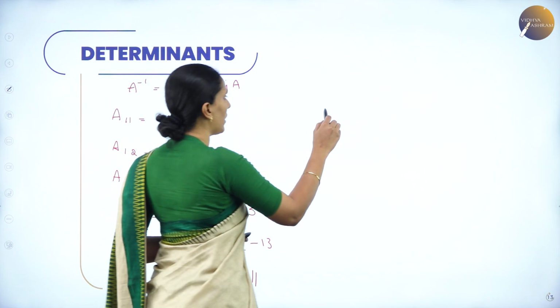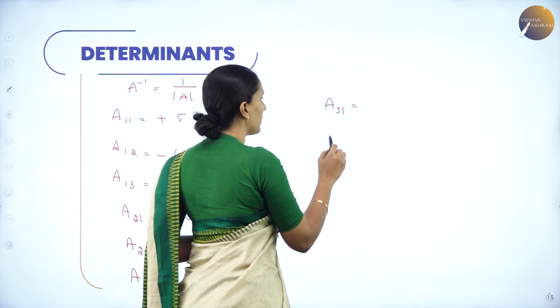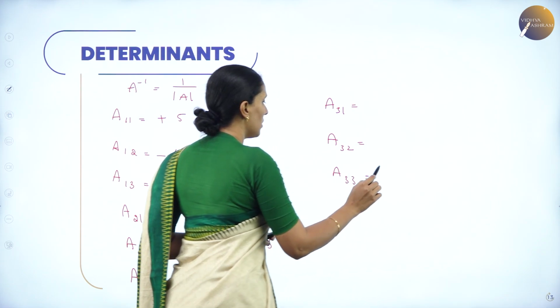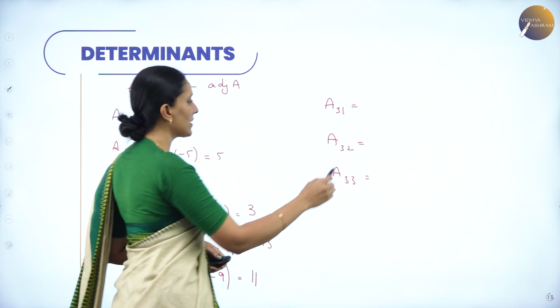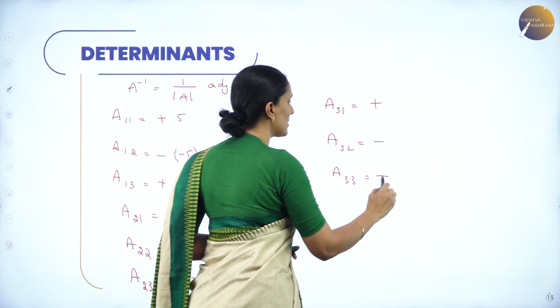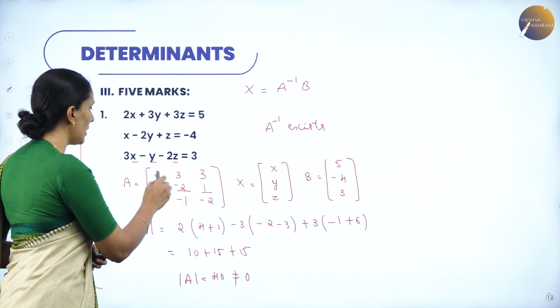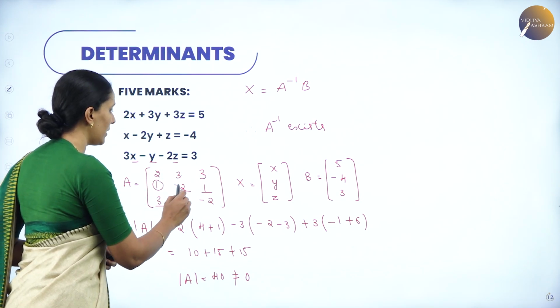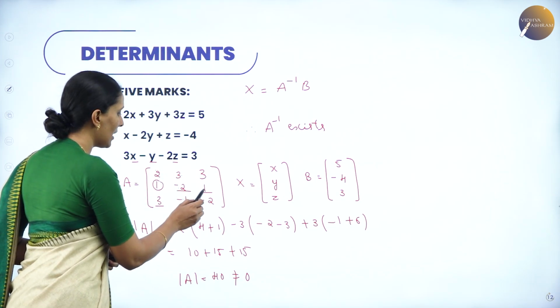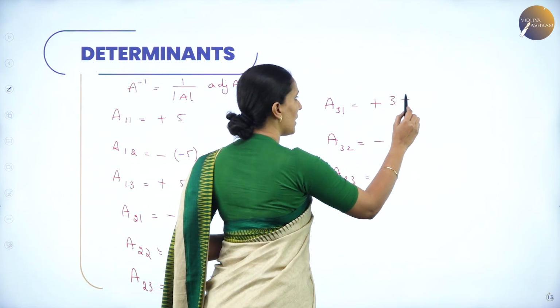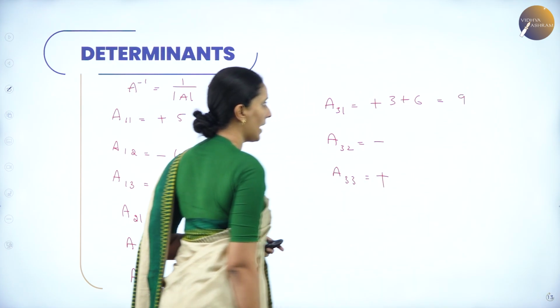Next we are going to find A31, A32, A33. Remembering the signs, the last one is positive, so we'll put plus, minus, plus. Let's find A31 now. For A31, delete the column and the row. We have 3, 3, -2, 1. So 3 1s are 3, minus -6, which becomes 3 plus 6, which is equal to 9.